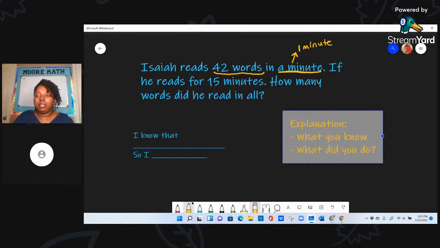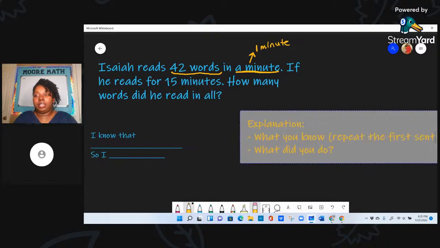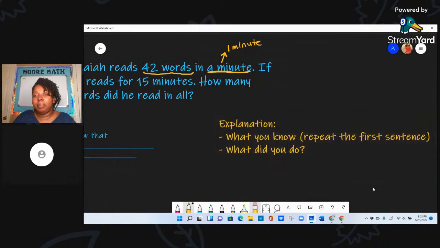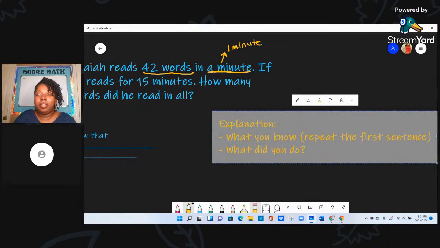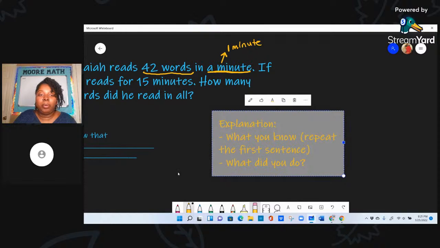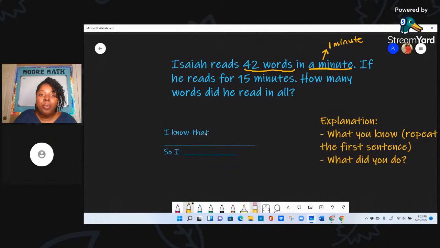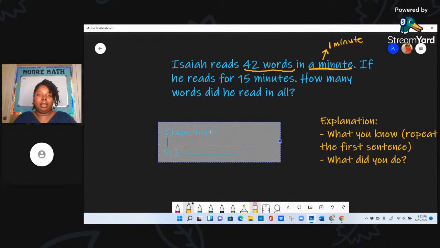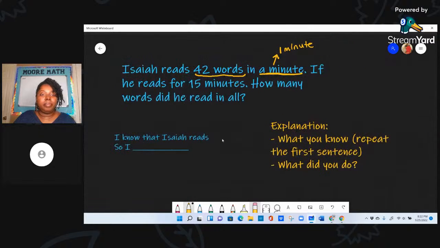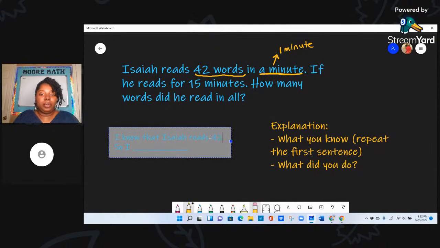So watch this. This is what you need to start doing. Repeat the first sentence, okay? Or the first time they give us important information. So it might not always be the first sentence, but it's the first time they're going to give you the important information, right? So I know that Isaiah reads 42 words in 1 minute.